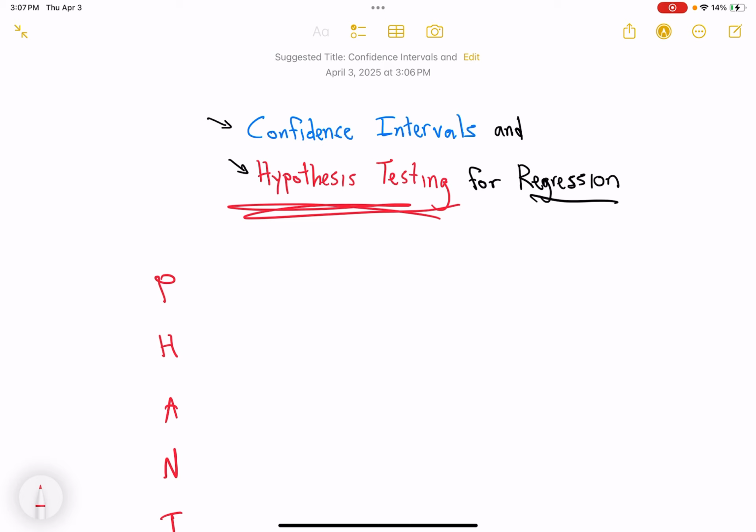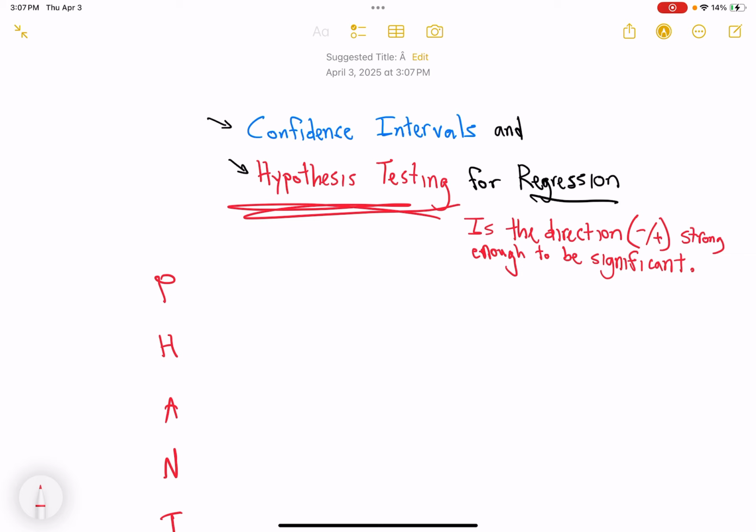What we're asking ourselves for hypothesis testing is, is the direction, either negative or positive, strong enough to be significant? If it's not strong enough to be significant, we fail to reject the null. And if it is strong enough to be significant, we can reject the null.